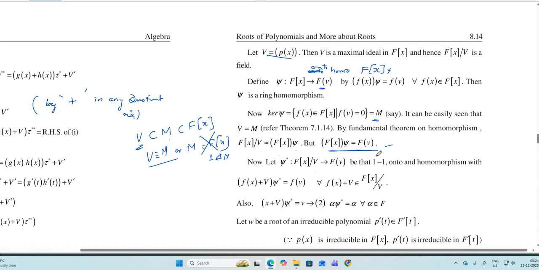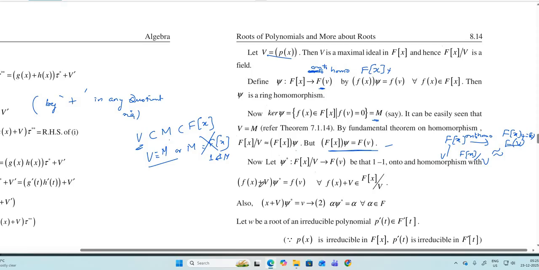So what do I have? I have my mapping from F[x] to F(v), which is a homomorphism. But when we restrict that to F[x]psi, which is exactly F(v), we have it to be an onto homomorphism with kernel V. So F[x] mod V must be isomorphic to F(v). That isomorphism, one-to-one onto, means we will have a one-to-one onto homomorphism between this and F(v). So that is taken as psi star.